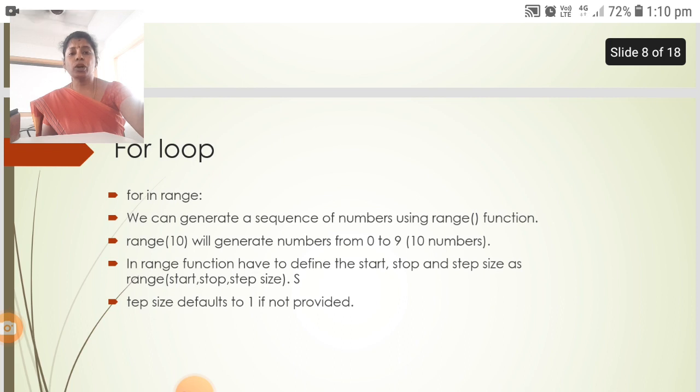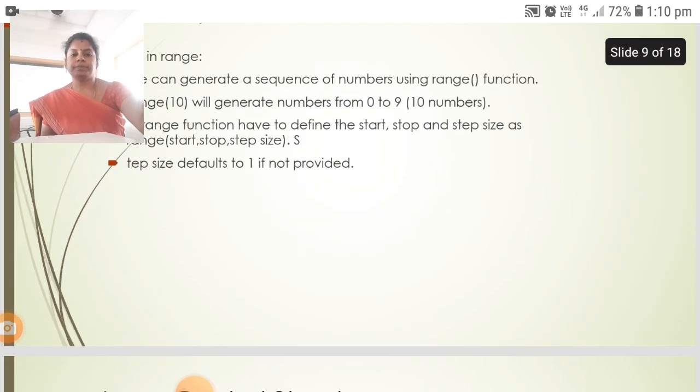The next is the for loop. For in range, we can generate a sequence of numbers using the range function. So range(10) will generate numbers from 0 to 9. The range function has to define the start, stop and step size. Step size defaults to 1 if not provided.